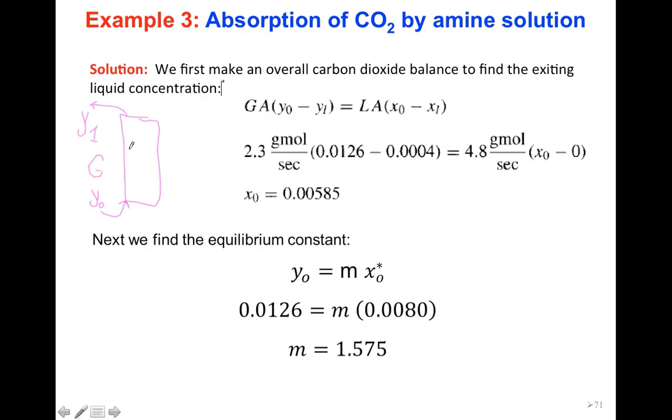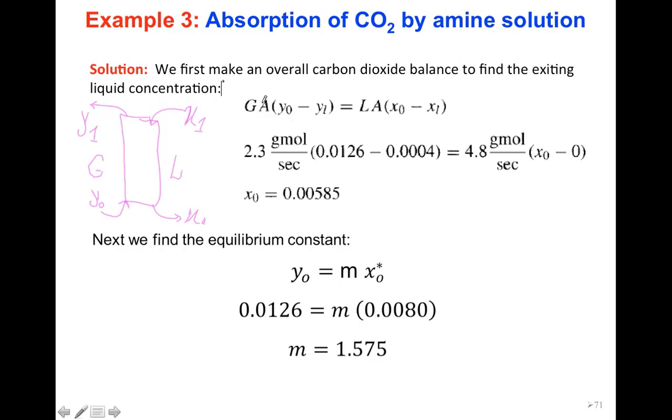This is my gas phase, and this is my liquid phase, where I have x1 and x0. Whatever change I have in the gas, here I have more CO2, here I have less. So the difference times the gas flow rate gives you the amount of CO2.